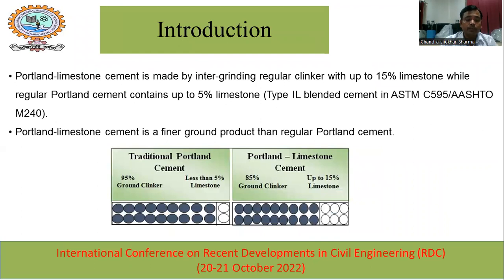Introduction of PLC. Portland limestone cement, PLC, is basically blended cement with a higher content of limestone. It is made by intergrinding 85% of Portland cement clinker and 15% of limestone. You can see it in the image.